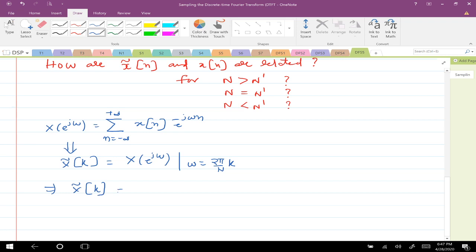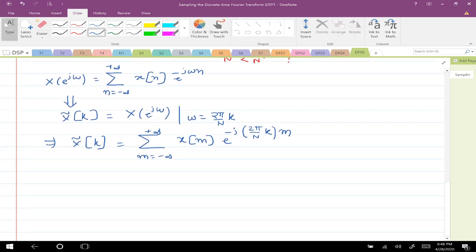What is that value? X tilde of k equal to, you simply substitute in place of ω that particular value. Let me use another variable here, let's say m, with m equal to minus infinity to plus infinity. So x of m into e^(-j times 2π by N times k times m). This is the X tilde of k. Given X tilde of k, how do I get x tilde of n?